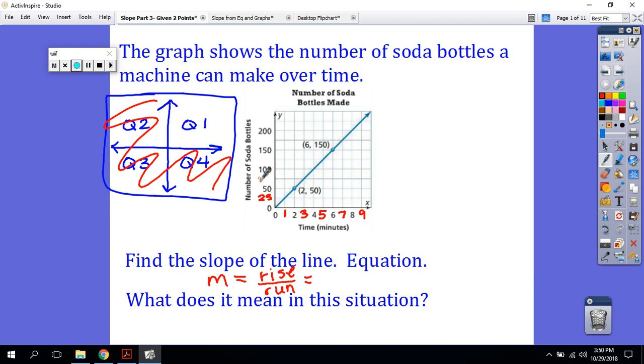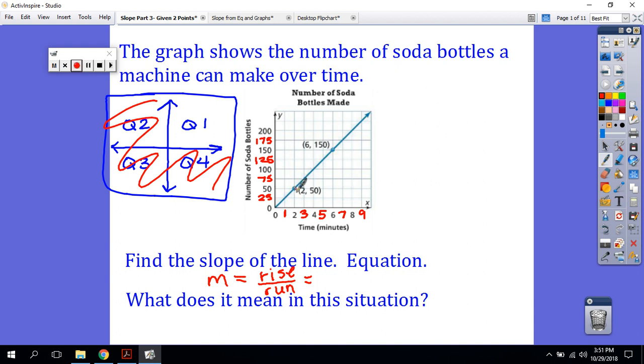Plus another 25 should be 75. Plus 25 is 100. Plus another 25 would be 125. Plus another 25 is 150. 175. Good. All right, so when we do our rise and run on this one, it's not going to be rise 1, 2, 3. It's going to be rise by 25 each time, okay?